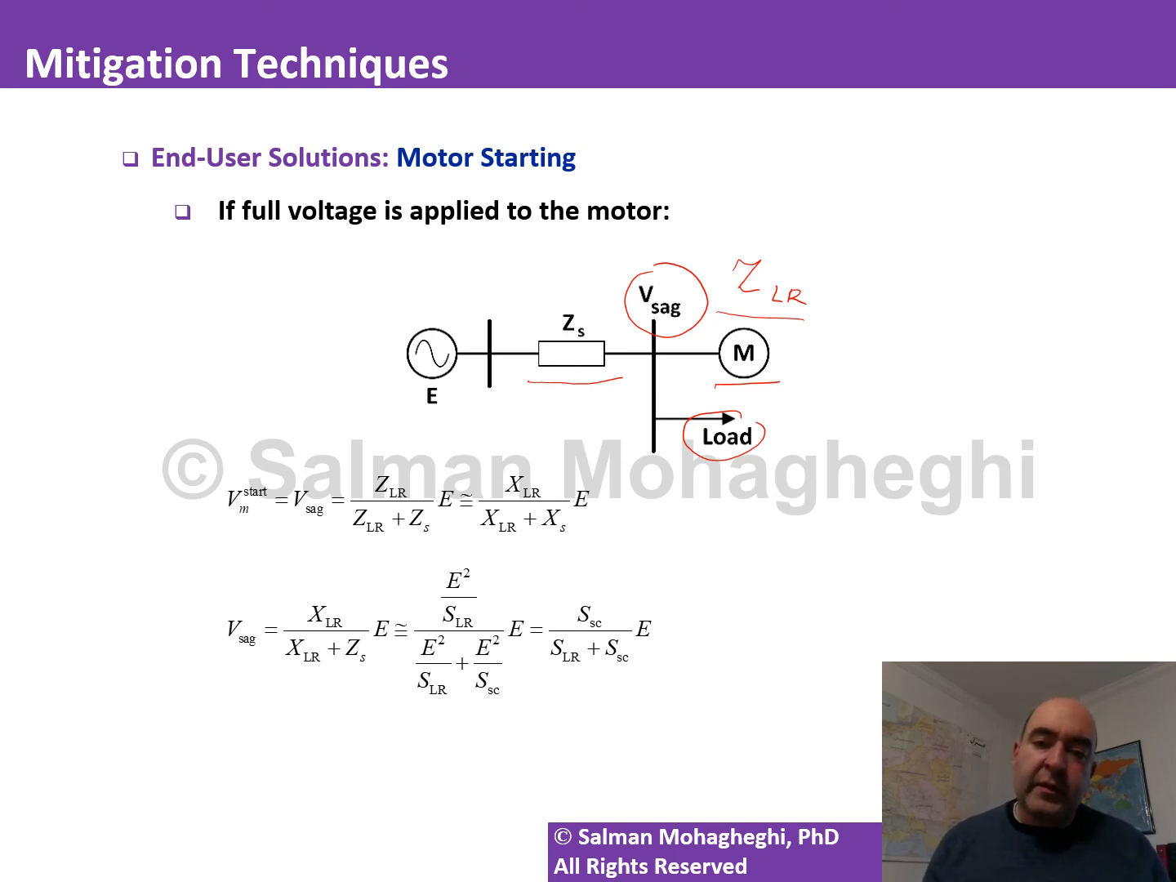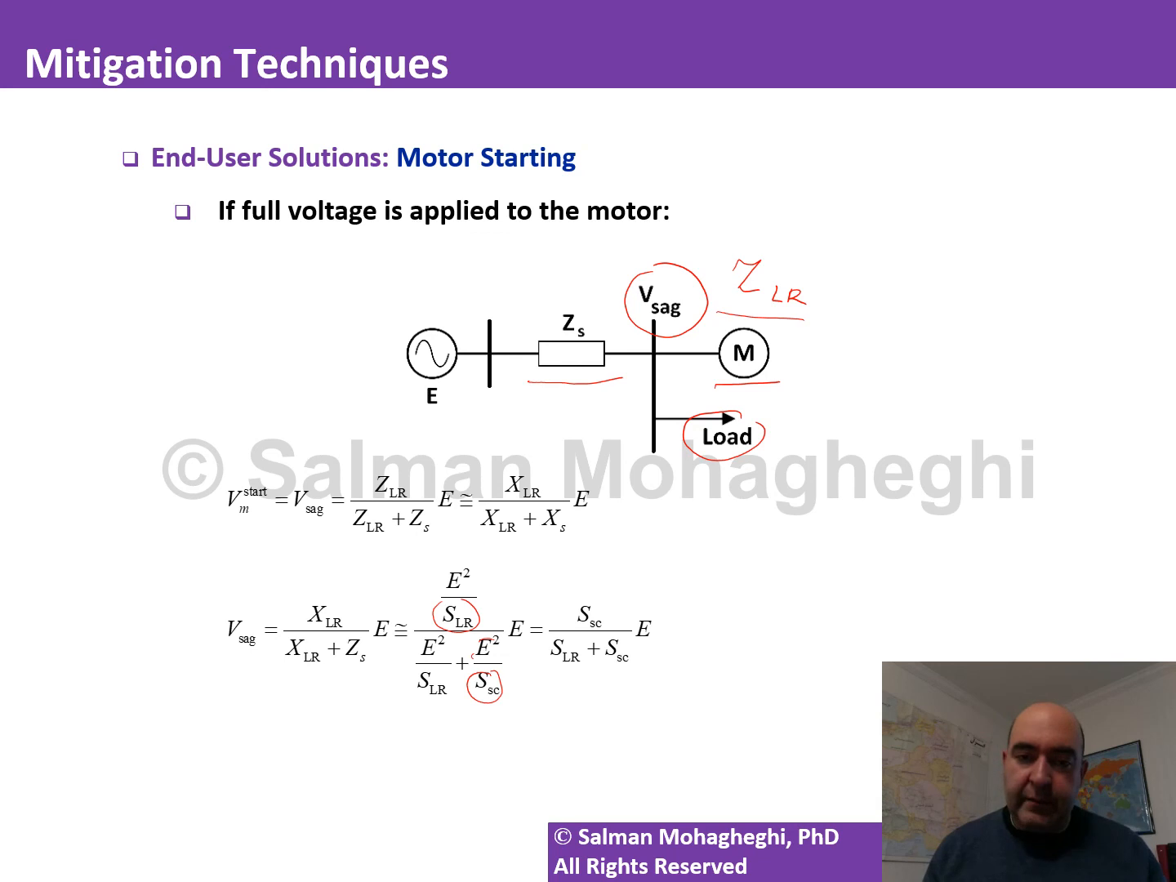Oftentimes it's safe to assume that these impedances are mostly reactive, so the resistive portion is small, so you can change it to X of locked rotor divided by X of locked rotor plus the X or reactance of the supply. And then we saw that the locked rotor reactance of an induction motor can be written as the voltage squared divided by the locked rotor power, S of LR, and the ZS, which is the source impedance, can be written as voltage squared divided by the short circuit power.